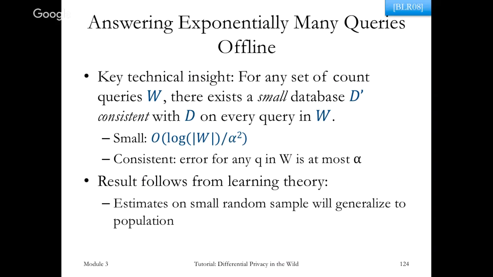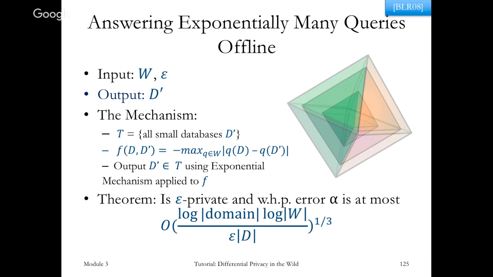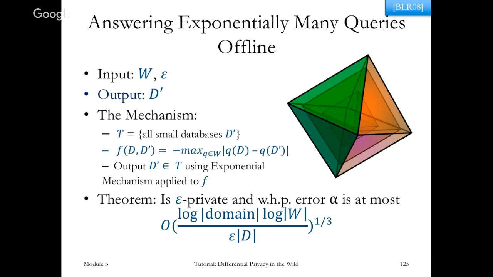This result follows from learning theory. What learning theory tells you is that if I do machine learning on a small sample of data, it'll generalize to out-of-sample results. The basic idea they're leveraging is that I can construct a small sample, and that will be a good proxy for the larger data set. That's the key technical insight. Now, how their technique actually works is as follows.